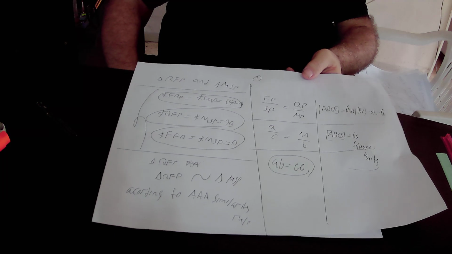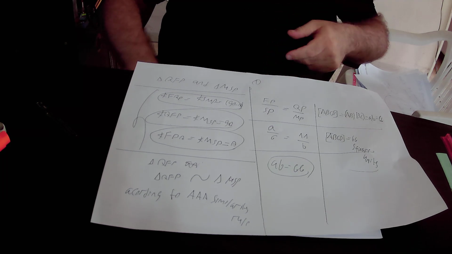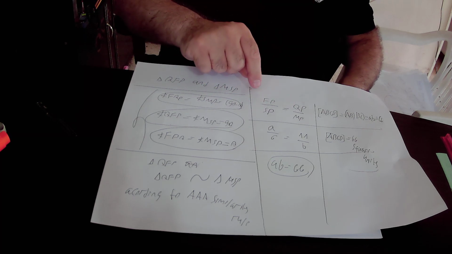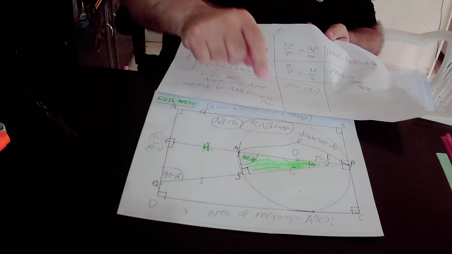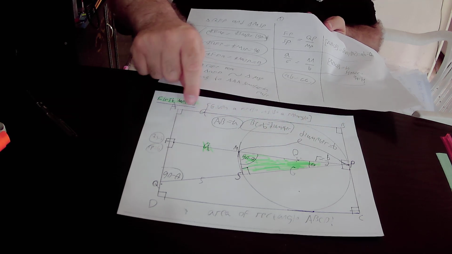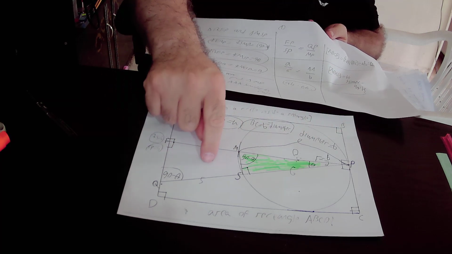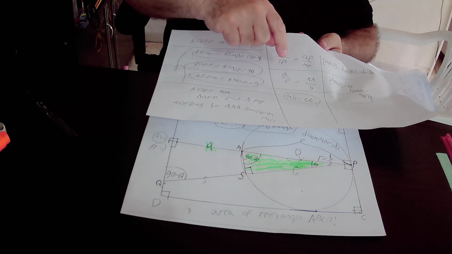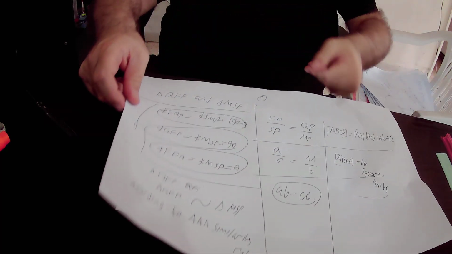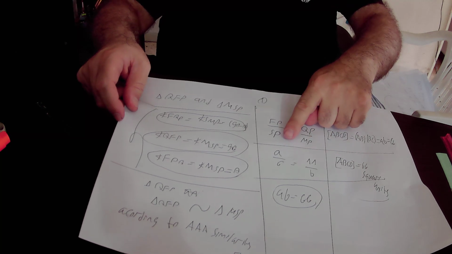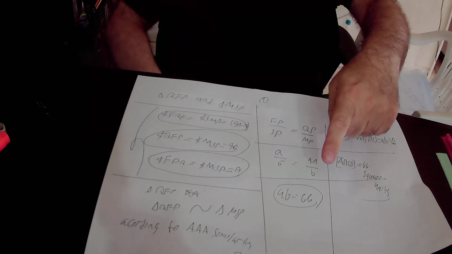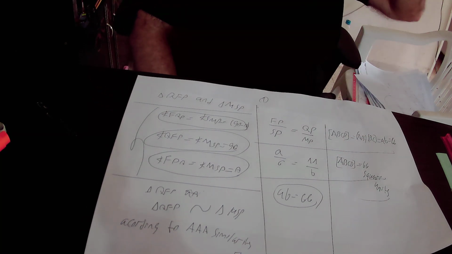And from the fact that the two triangles are similar, we conclude that FP over SP equals QP over MP. FP equals A, SP equals 6 units according to what is given in the question. QP equals 5 plus 6, that is 11. And MP is the diameter of the circle, that is equal to B. So A over 6 equals 11 over B. We cross-multiplied this equation and found that A times B equals 66.